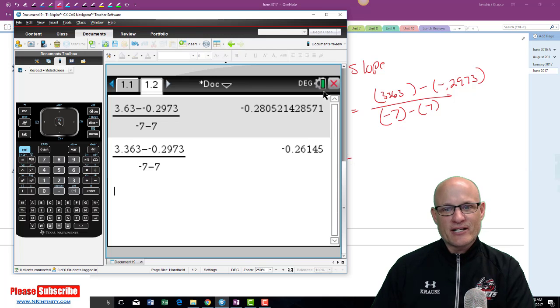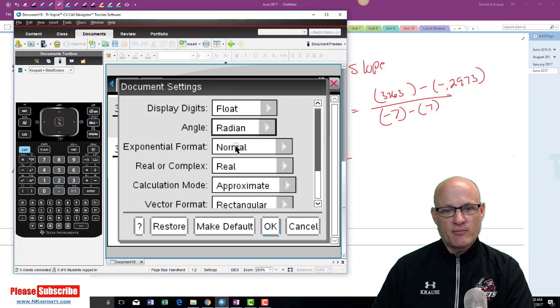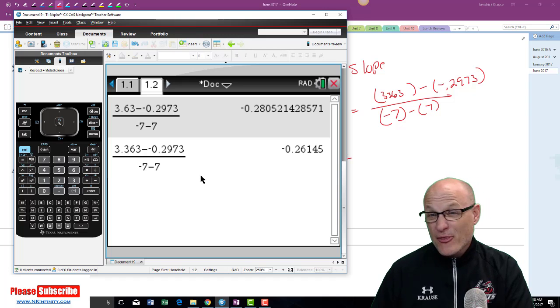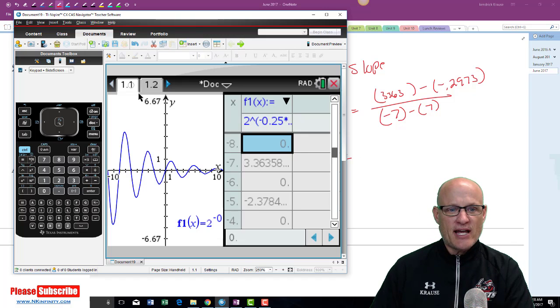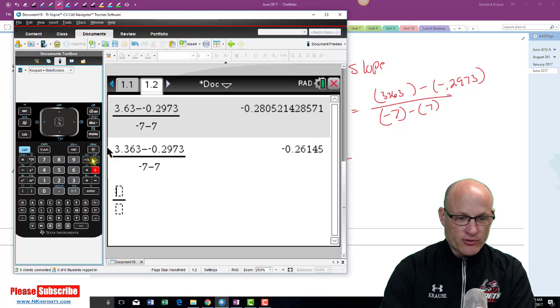And then I said, oh wait a second, I need to be in radian mode. So I click on that, go into document settings, choose radian mode, and I would just choose OK. I wouldn't choose make default. That's a problem. And one other thing I can do, because I have f of 1 stored, is something new you could try.